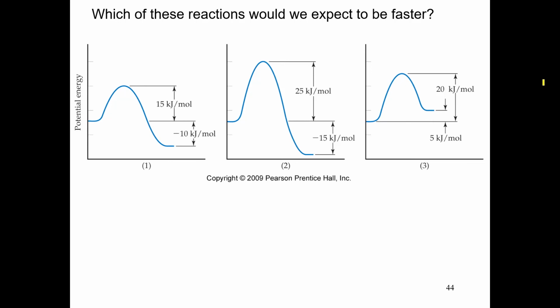Okay, so what we would say is we look not at the actual change in energy between reactants and products, but at the size of that hill. And notice that if you look at reaction number 1, the activation energy for that reaction is 15 kilojoules per mole versus 25 for reaction 2 and 20 for reaction 3. Therefore, the one that should be faster is the one that has the smallest hill to climb, and that would be number 1.